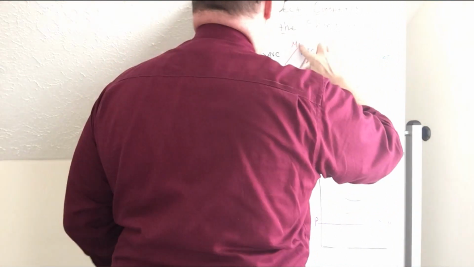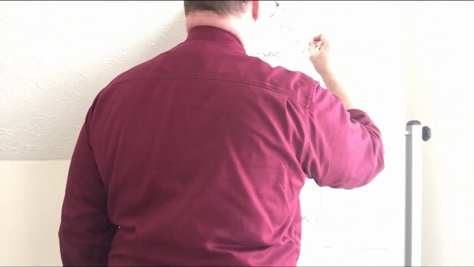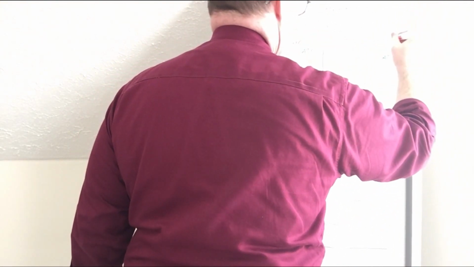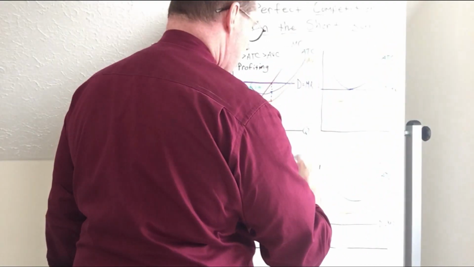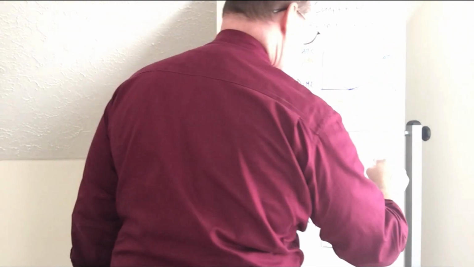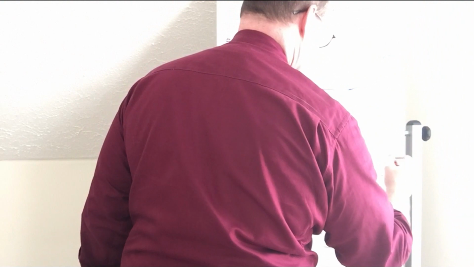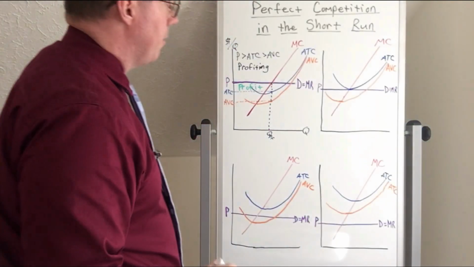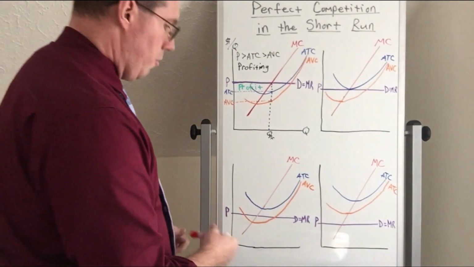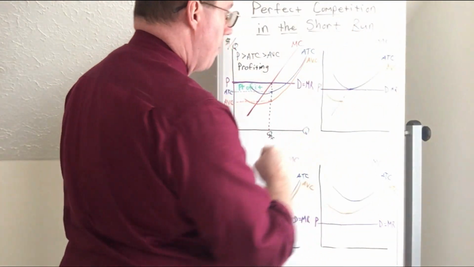Oh, excuse me. So that's supposed to be MC. I messed that up. Sorry, folks. I know you're screaming at the video saying, Professor Ryan, you put marginal revenue instead of marginal cost. You're right about that. Sorry about that. All right, so the red is the marginal cost curve, not marginal revenue.